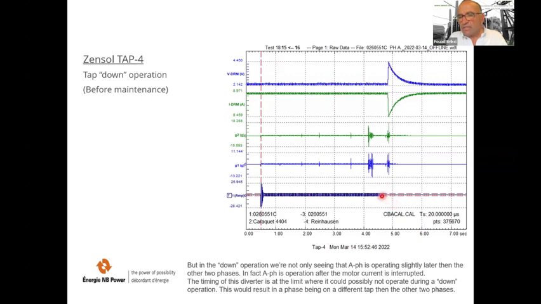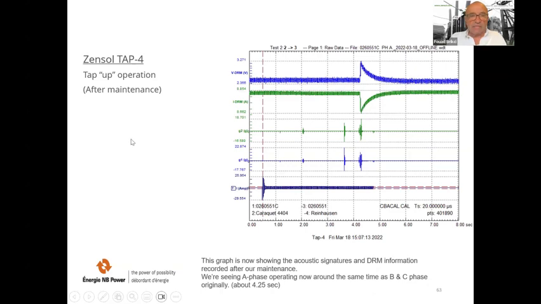You see, the motor current has finished, but the A phase operates after. So the timing of this diverter is at the limit where it could possibly not operate during a down operation. So this would result in a phase being on a different tap than the other two phases. So in fact, they have to do something. So this is after maintenance.